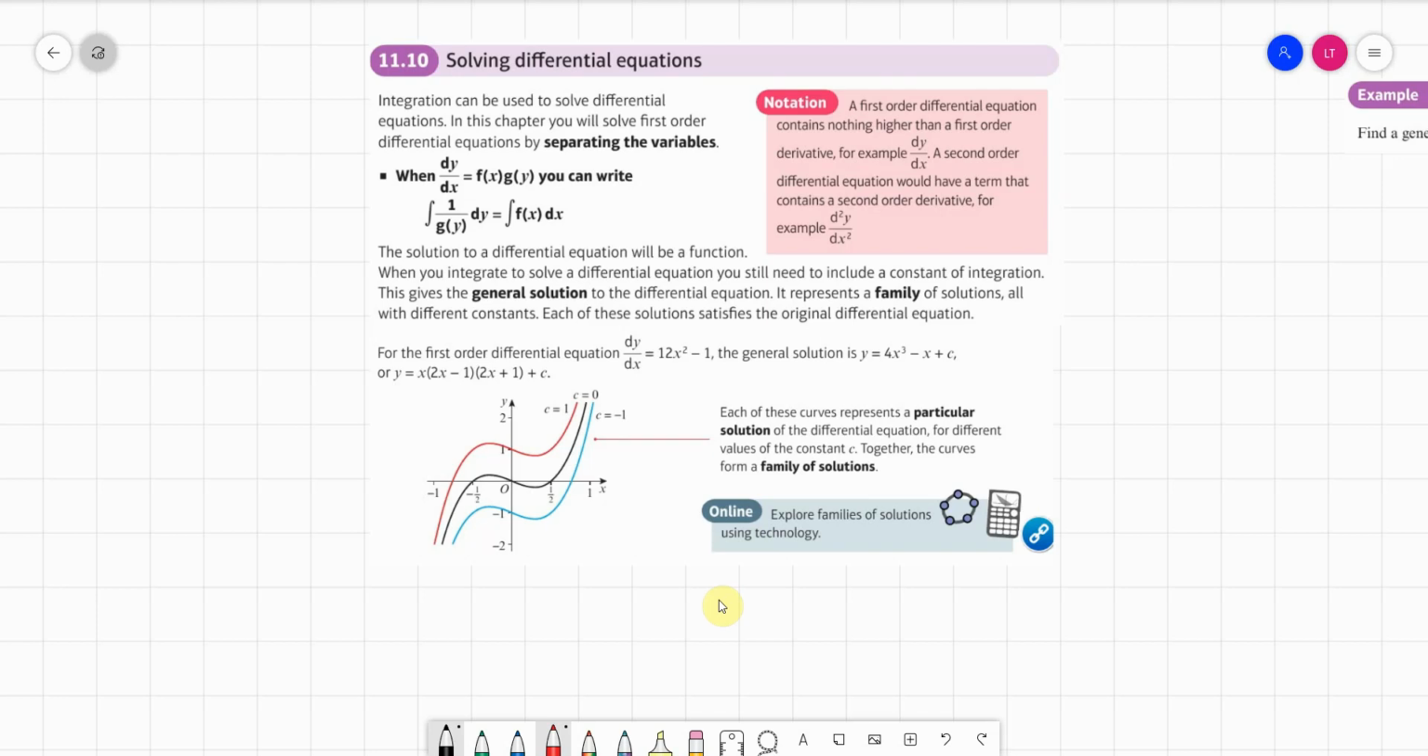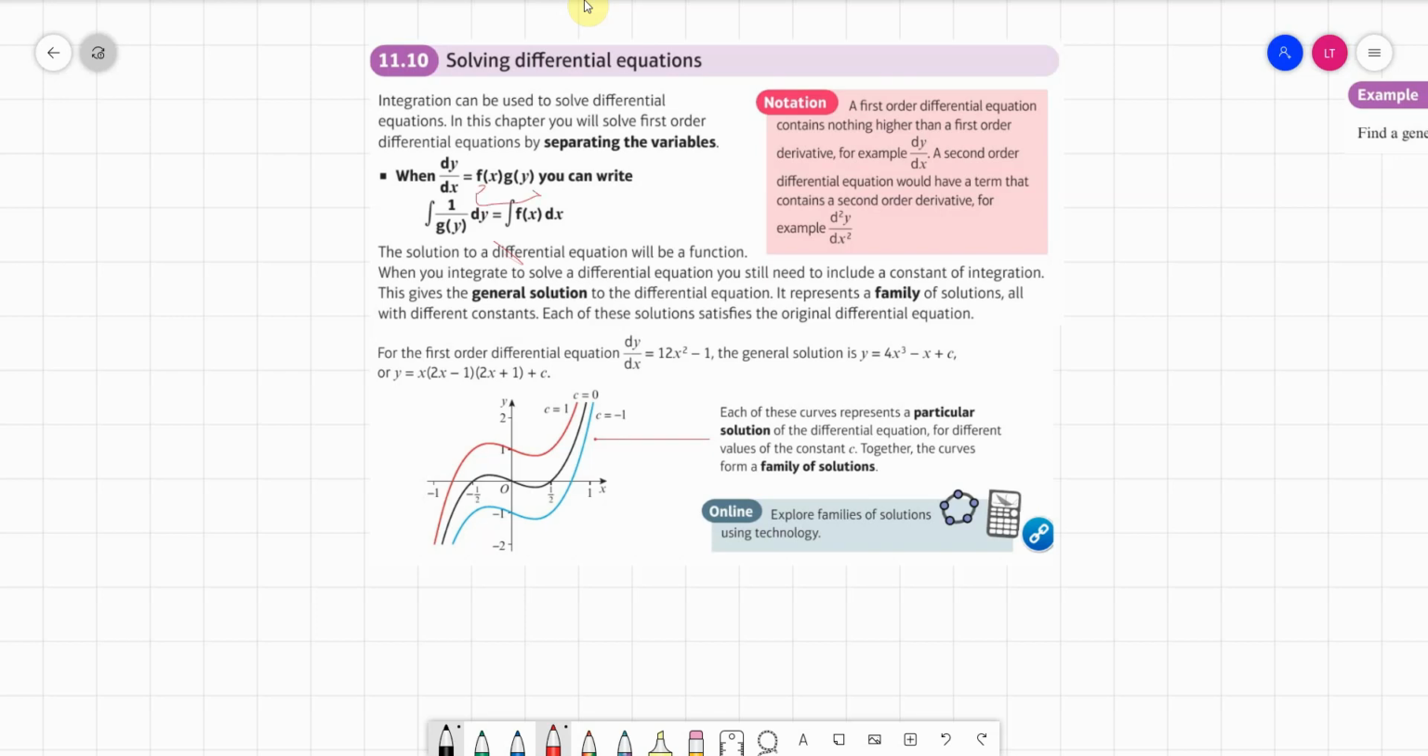Okay, so here we are. This is a little video on solving differential equations. I think this is quite a cool little section and very advanced. So this is essentially, I see it as like the integration version of implicit differentiation.